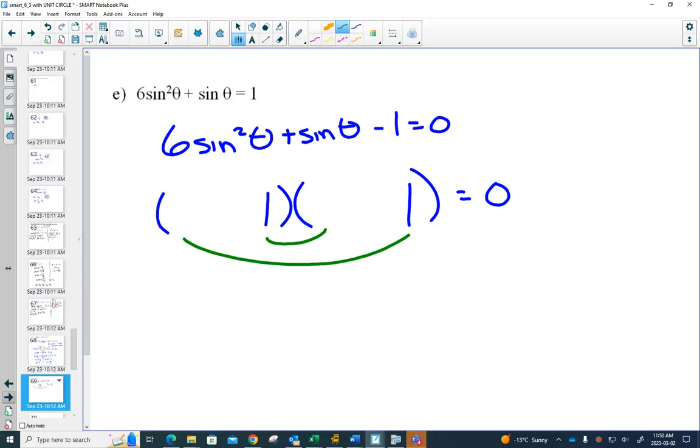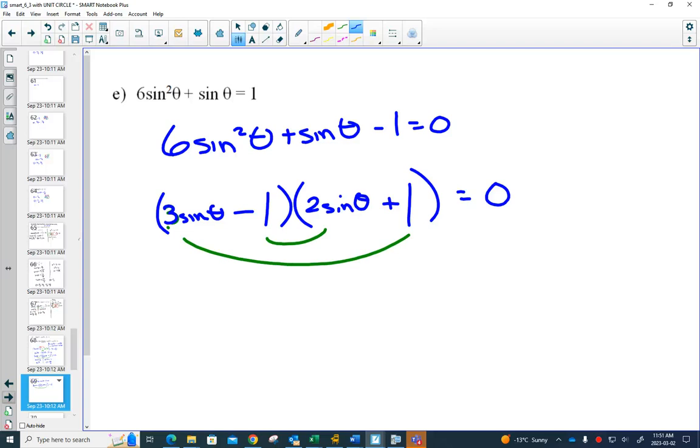So, now that I have the 1 and the 1, I hope you can see that 6 and 1 never give me 1. But 3 and 2 can give me 1 if I'm subtracting. And I would need my 3 to be positive and my 2 to be negative in order to get a positive 1 sine theta in the middle. So then I didn't have to guess for that first one, because once I knew that my second one had to be 1 and 1, then I could figure that out.